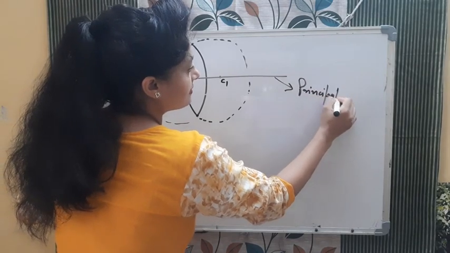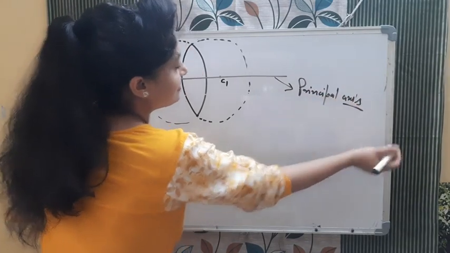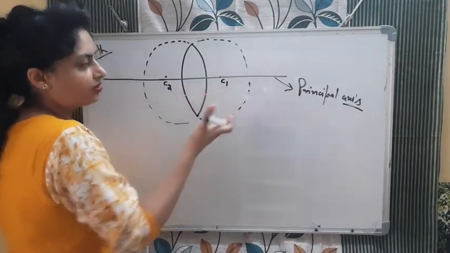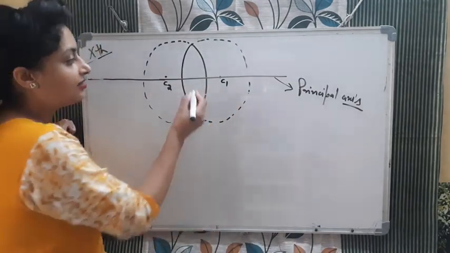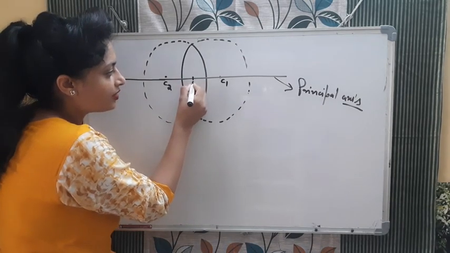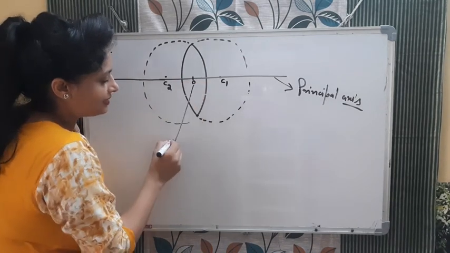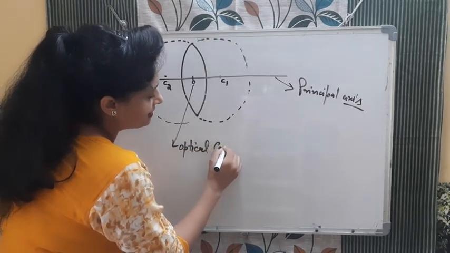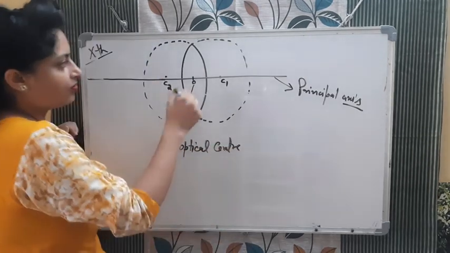Principal axis is the straight line that is passing through the center of curvature of both the spherical surfaces, and the middle point of this is known as O. This is known as the optical center. Optical center is the midpoint of this lens.